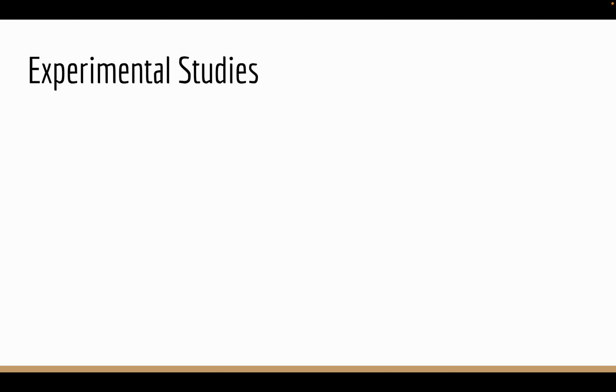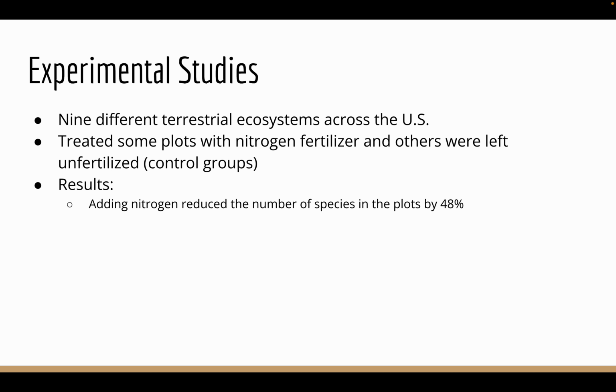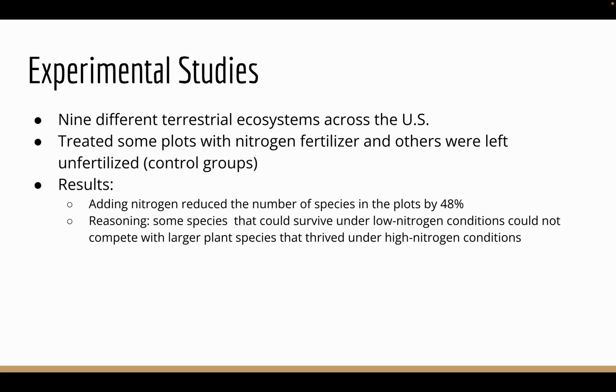Now, other experimental studies have looked at the effects of nitrogen levels within different environments. In a study in the United States, they took 9 different terrestrial ecosystems, and they put some plots in them where they treated some plots with nitrogen fertilizers and others were left unfertilized, being the control groups for comparison. The results are pretty shocking. Adding nitrogen reduced the number of species in the plots by 48%. The reasoning is that some species could survive in the low nitrogen conditions and could not compete with larger plant species that thrived in high nitrogen conditions.